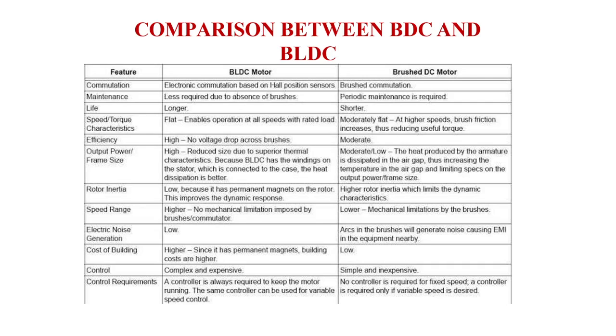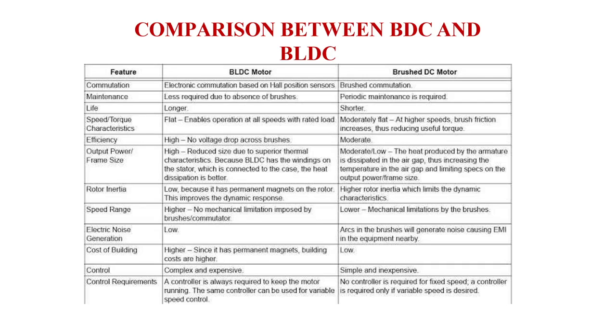The speed-torque characteristic is flat for a BLDC motor, whereas it is moderately flat for a brushed DC motor. Efficiency is high for a BLDC motor and moderate for a brushed DC motor. Output power by frame size is high for a BLDC motor and moderate or low for a brushed DC motor. Rotor inertia is low for a BLDC motor and higher for a brushed DC motor. Speed range is higher for a BLDC motor and lower for a brushed DC motor. Electric noise generation is low for a BLDC motor, whereas it is high for a brushed DC motor.